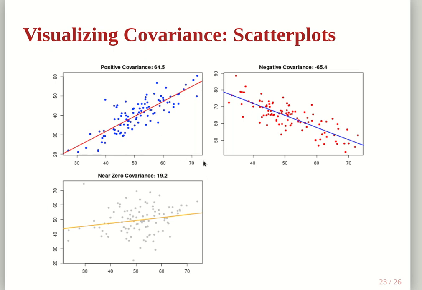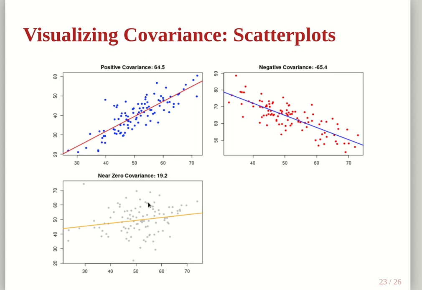So as one variable increases, the other increases as well. And when I compute the covariance, I find a positive value, just as expected. The specific value that I observed is 64.5. Now here we have a very clear negative association. As one variable increases, the other decreases. We compute the covariance. Again, as expected, we have a negative covariance here with a specific value of negative 65.4.